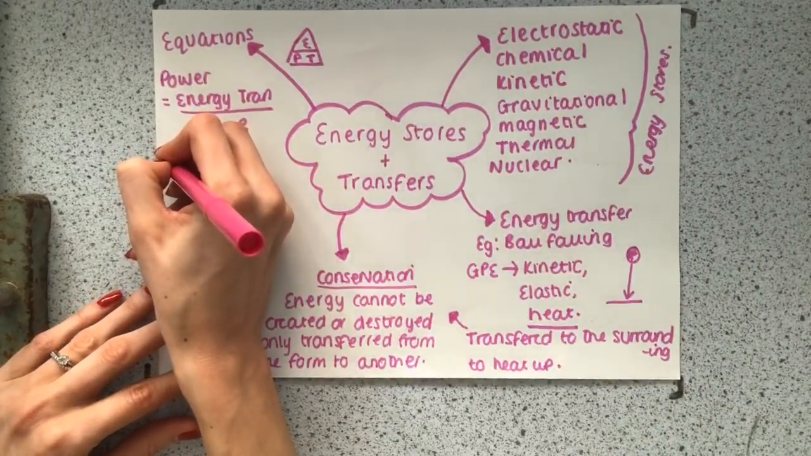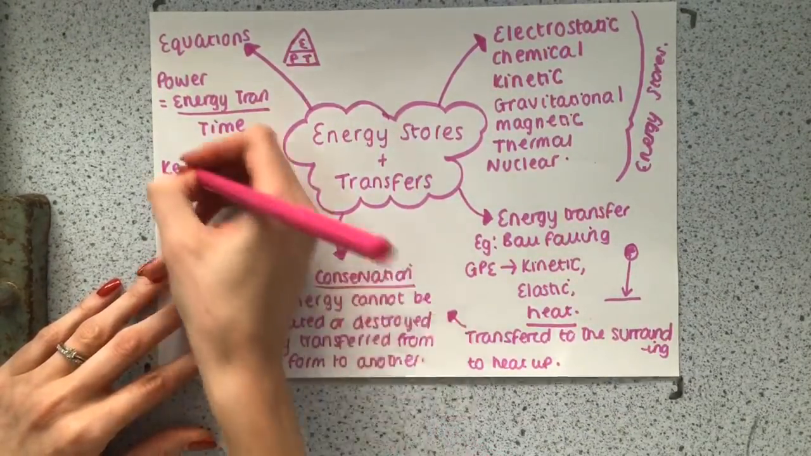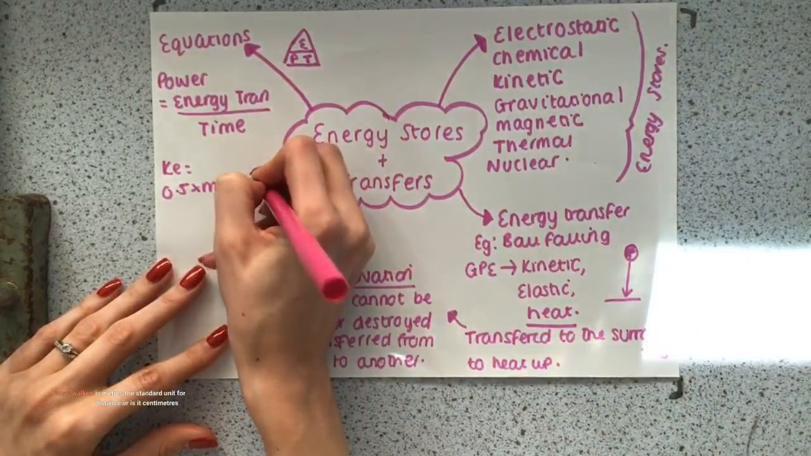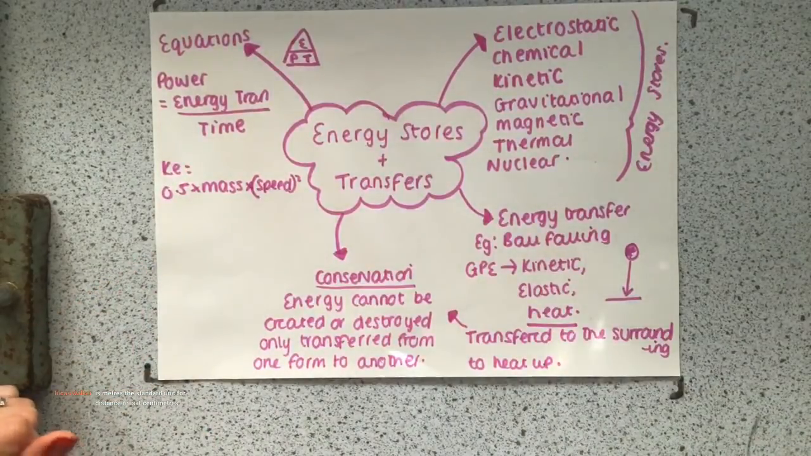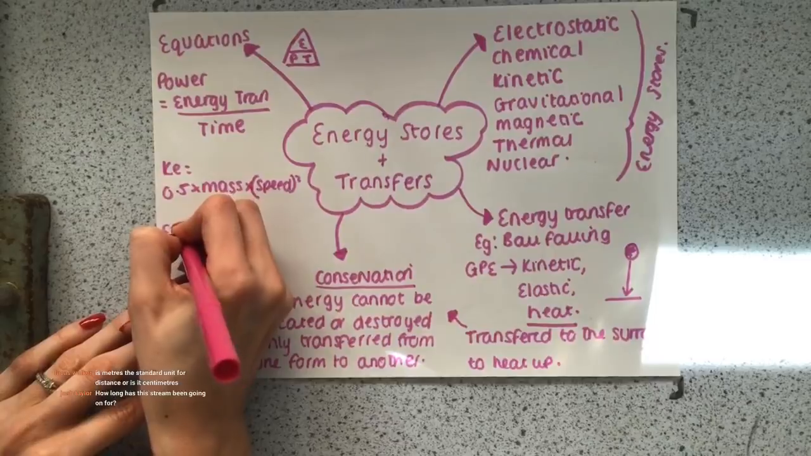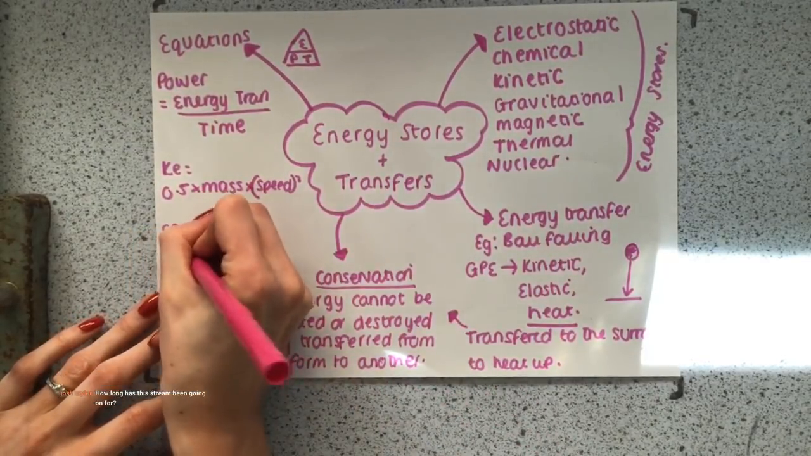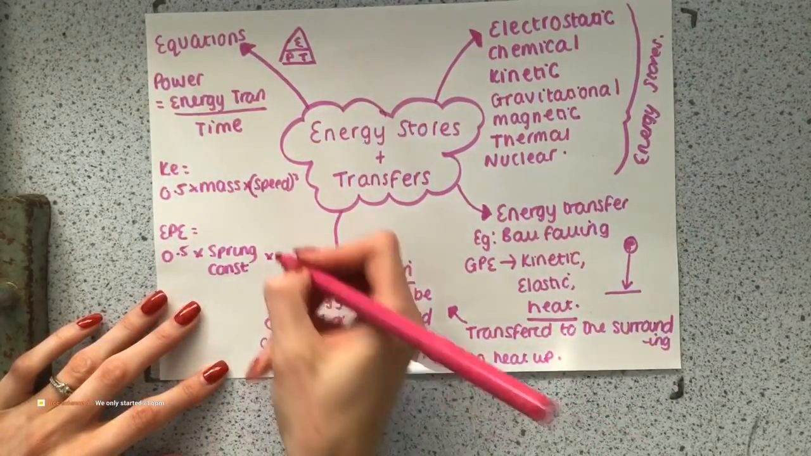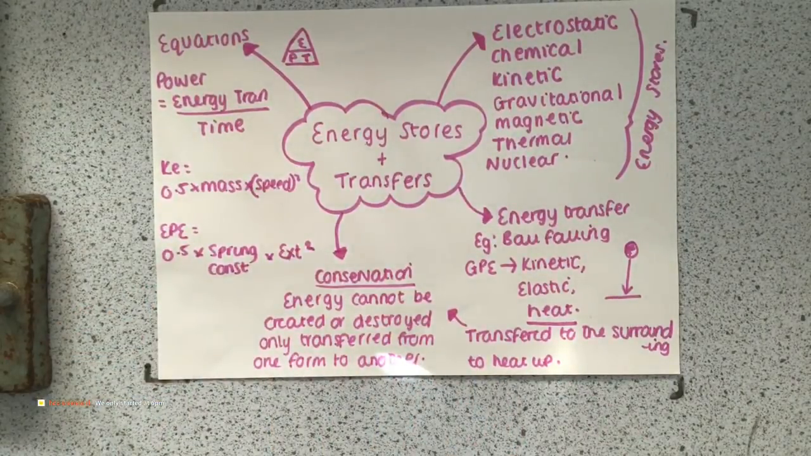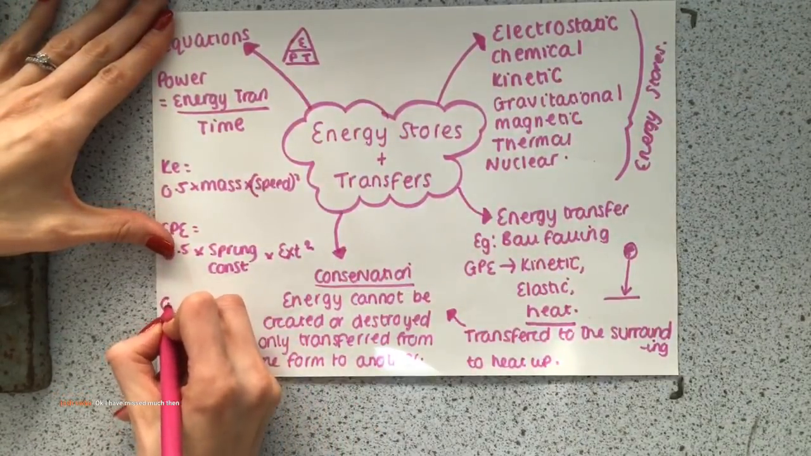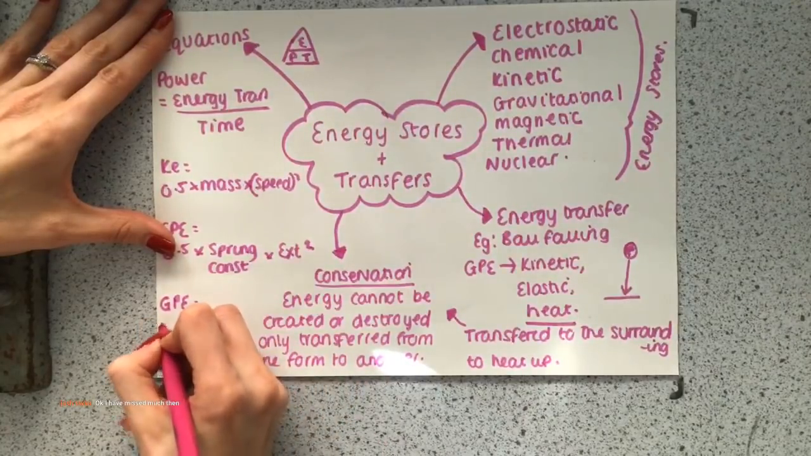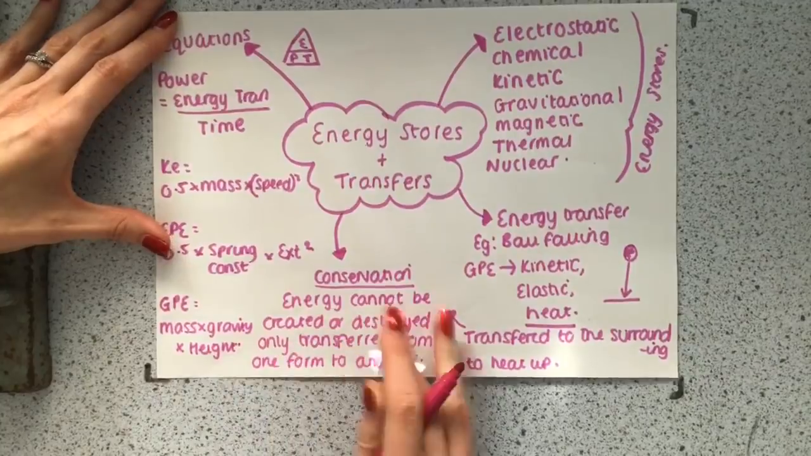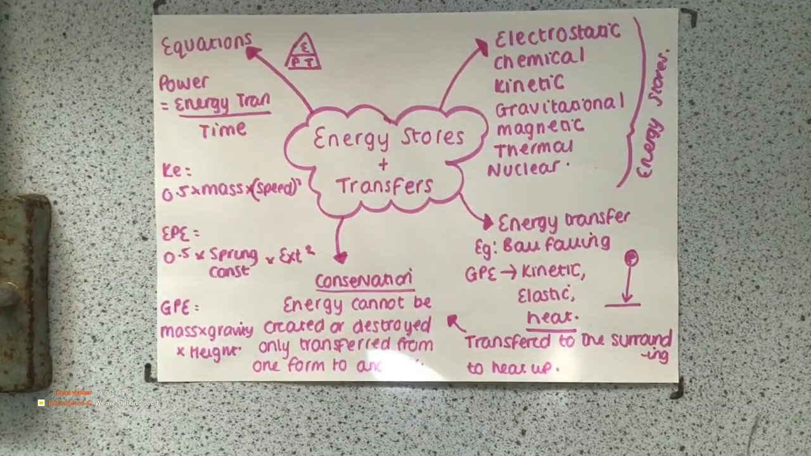The next equation we're going to do is kinetic energy, so I'm going to shorten it down to KE. The equation for kinetic energy is a half, so 0.5 times the mass times the speed squared. We've got elastic potential energy. For this one we've got 0.5 times the spring constant times the extension squared. And the last one I'll try and fit on down here, gravitational potential energy. This one's quite an easy one to remember. Mass times gravity times height. Okay, so they're the equations that you need to learn, because they might not be given to you in the question for your exam.